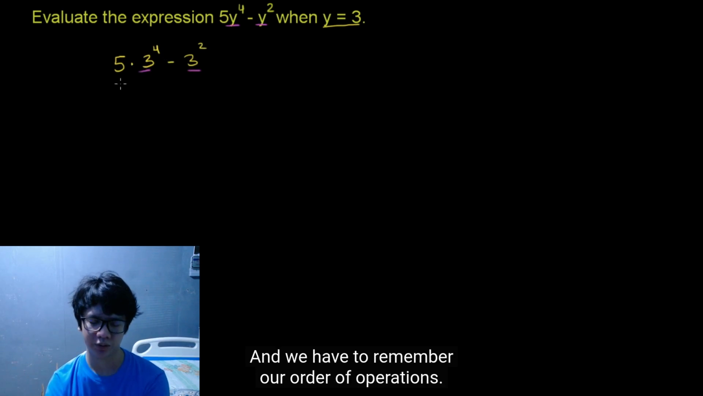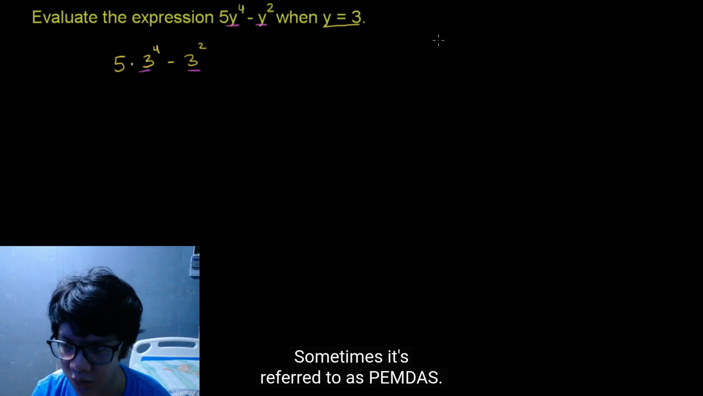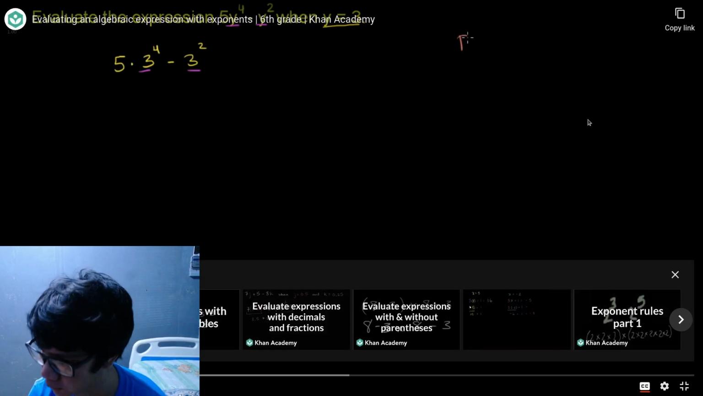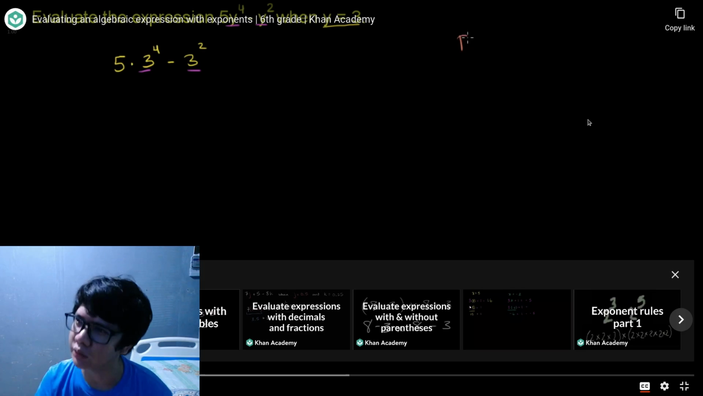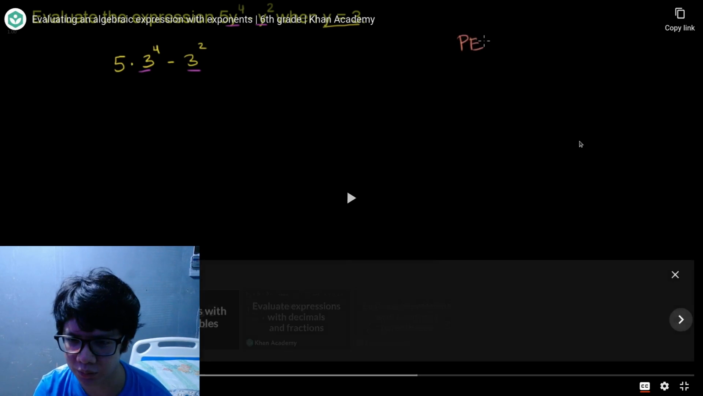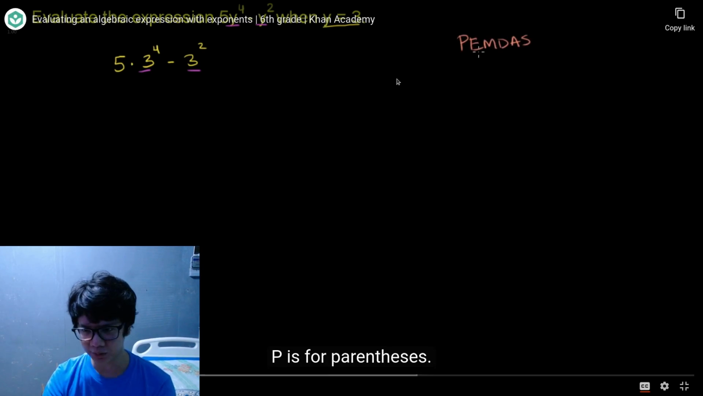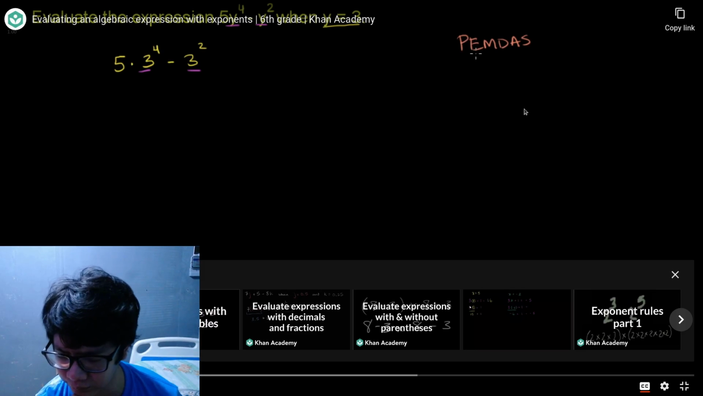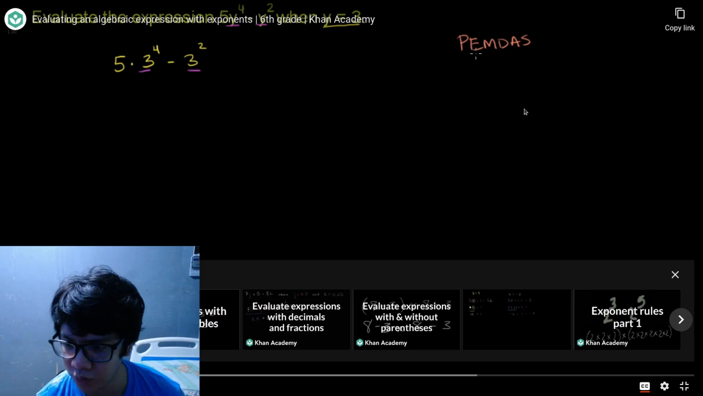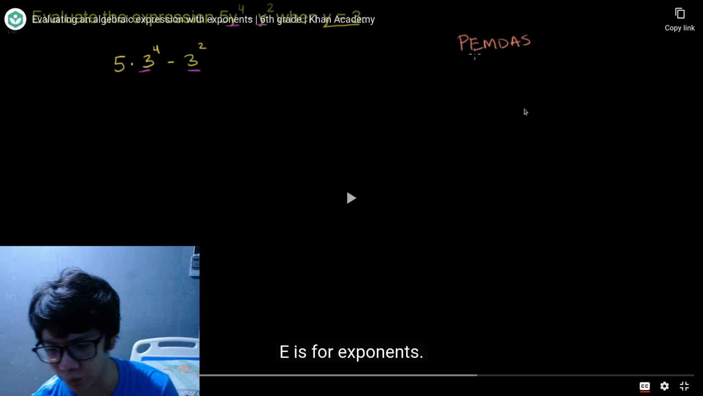We have to remember our order of operations. Remember, parentheses comes first. Sometimes it's referred to as PEMDAS. 27 times 3 is not 83, it's 81 actually. PEMDAS. P is for parentheses. E is for exponents.